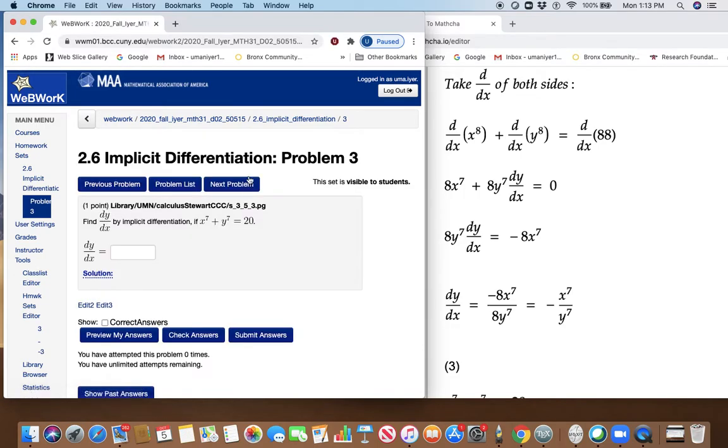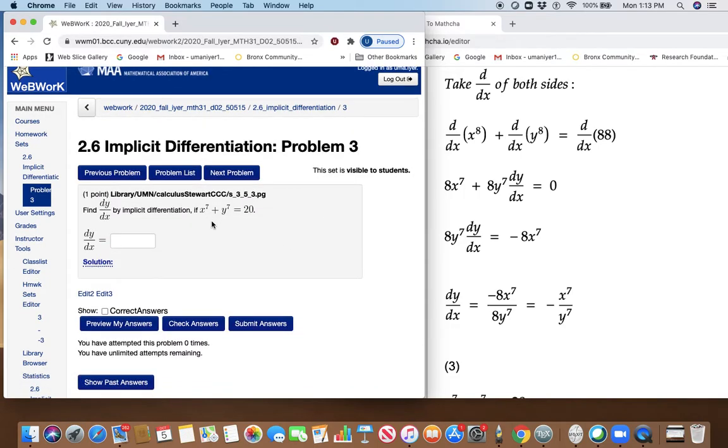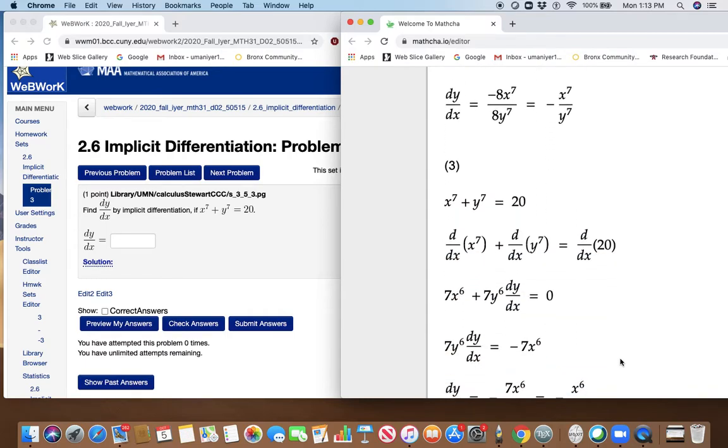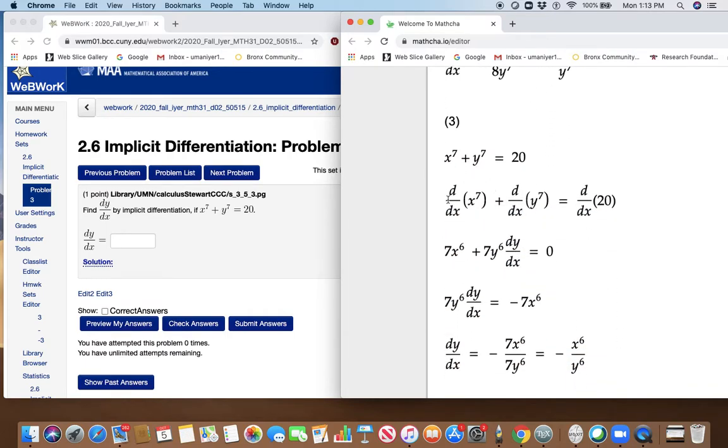Next problem. x to the 7th plus y to the 7th is 20. Find the derivative with respect to x. Similar story. Take derivative with respect to x throughout. Derivative of the first term plus derivative of the second term equals derivative of the third term.